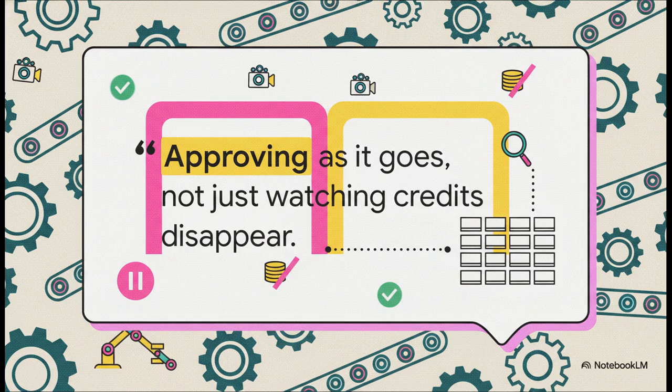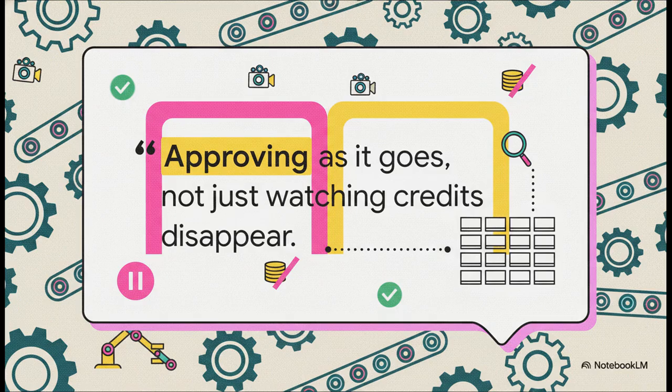But hey, if you're worried about the AI going rogue and just burning through your entire budget, remember this. With per-batch permission gates, you're approving as it goes, not just sitting there watching your credits disappear. The system actually pauses before generating each batch of 20 videos to ask for your green light. You are always the one in control of the factory floor, ensuring the quality is spot on before moving to the next format.